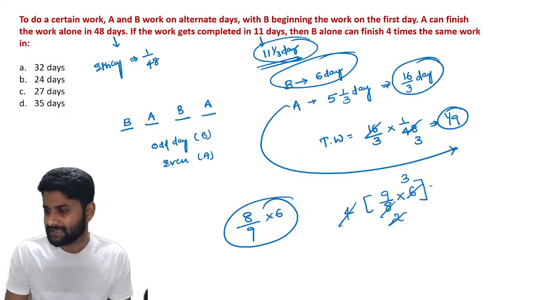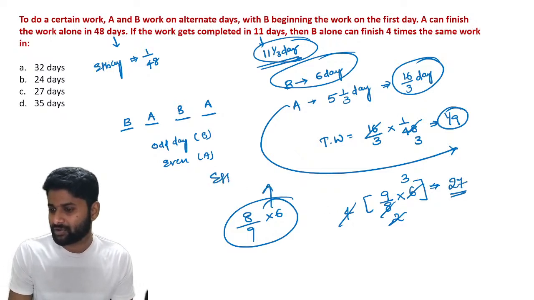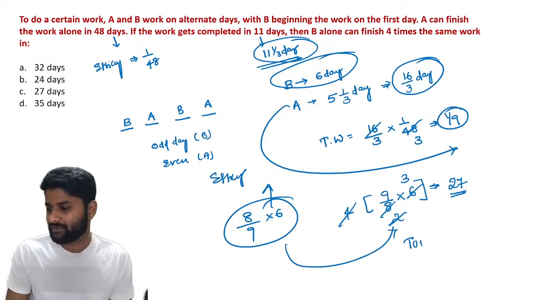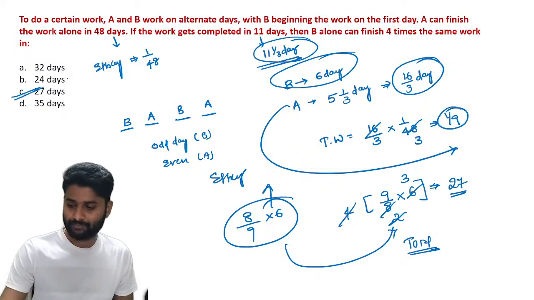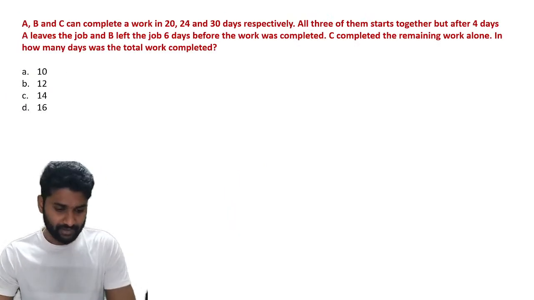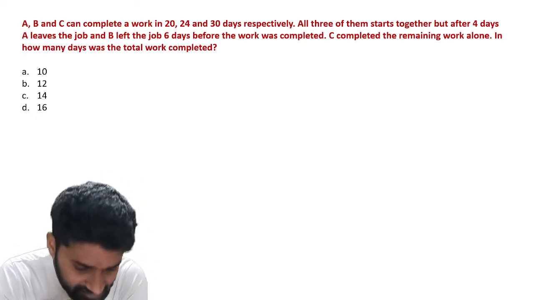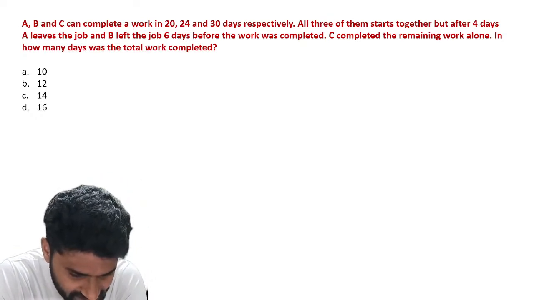So this is exactly 3 times, and 9 into 3 is equal to 27. Why? Because this is all about efficiency, and that's why we reverse it. Because total time is inversely proportional to the efficiency. Very good. 27 days is the correct answer.